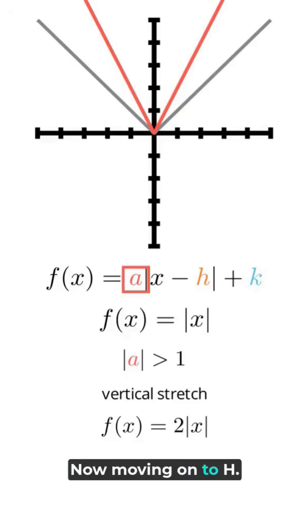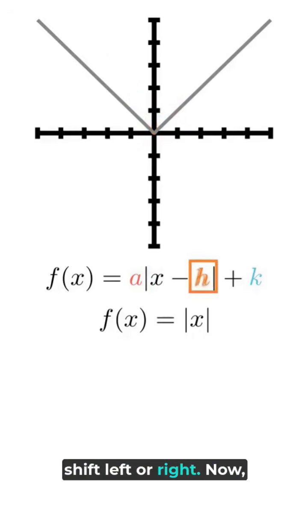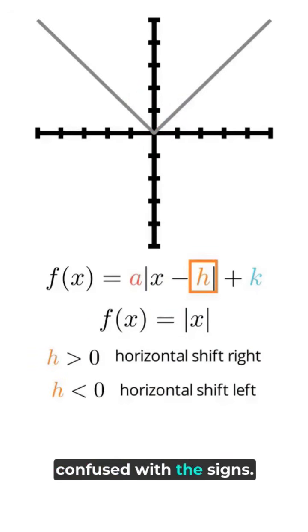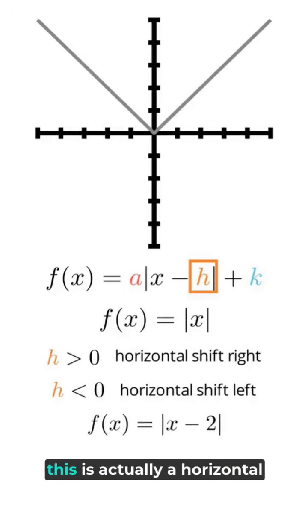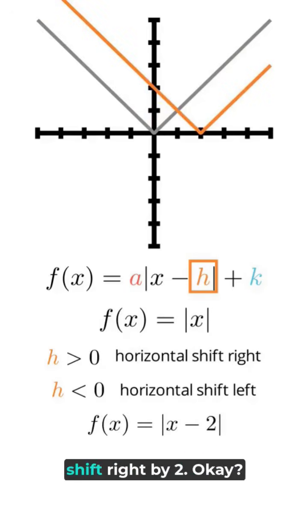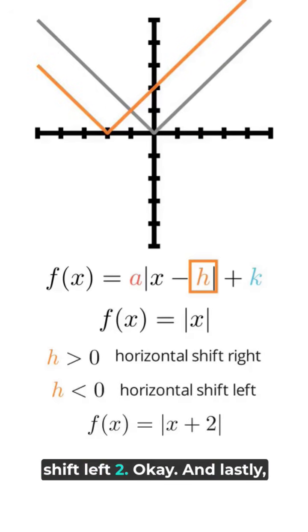Now moving on to h. h represents our horizontal shift, left or right. Now it's important not to get confused with the signs. For instance, if you had |x - 2|, this is actually a horizontal shift right by 2, okay? So it's always going to be the opposite of what you think. So if you have |x + 2|, then this will be a horizontal shift left 2.